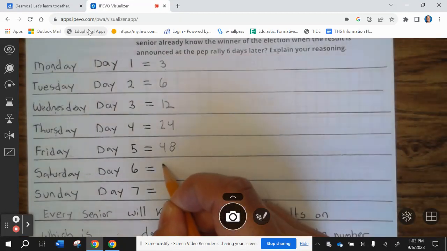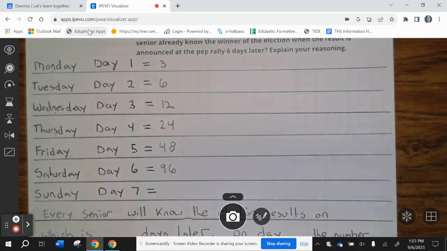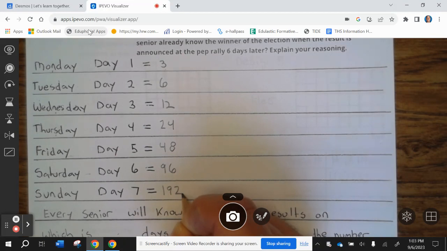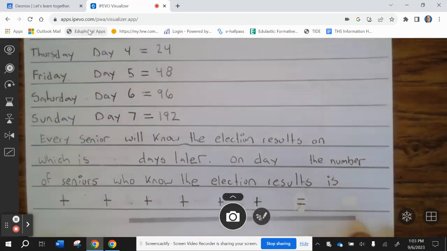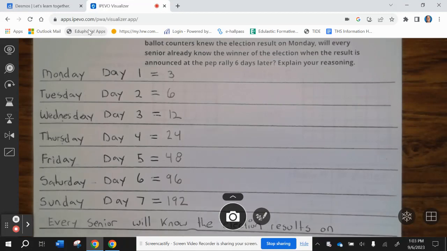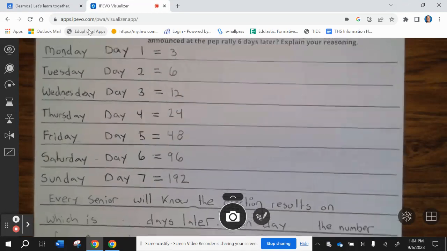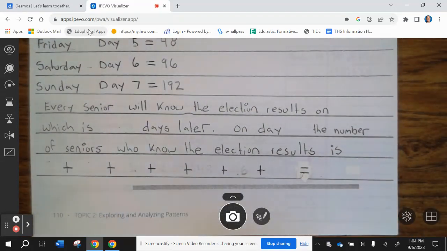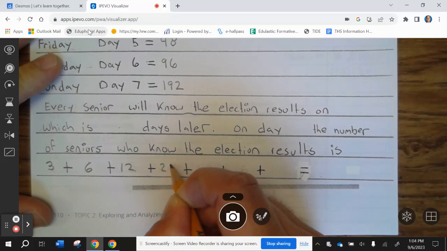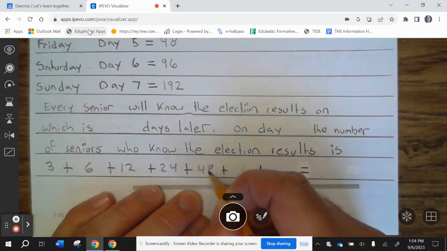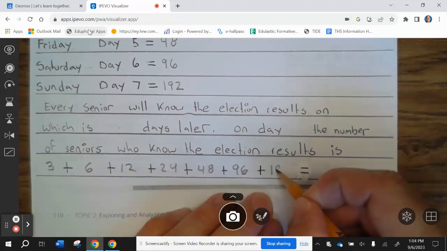Saturday, 96 people knew. And then Sunday, 192 people know. Give you a second to write that down. Okay. So let's add that up. So we have 3 plus 6 plus 12 plus 24 plus 48 plus 96 plus 192.